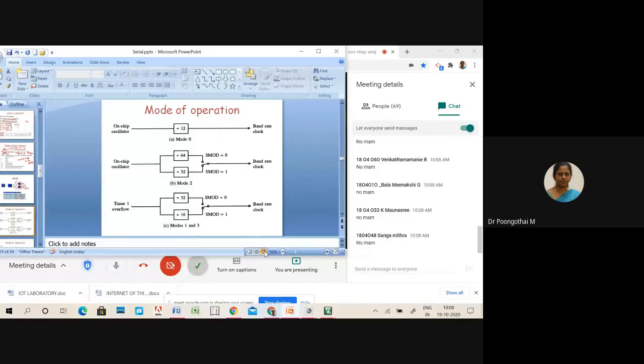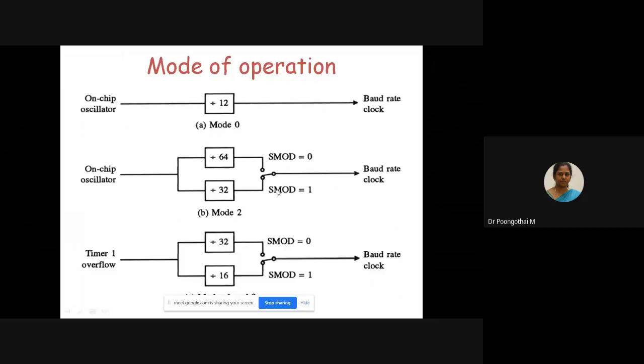Okay. So look at this diagram. Each diagram defines a mode of operation. The first one is mode 0. Here in mode 0, what is the operation? It is a shift register mode. It is similar to your 8051 internal oscillator operation. That is, the on-chip oscillator is divided by 12. The baud rate clock is the oscillator frequency divided by 12. Okay, is that clear?